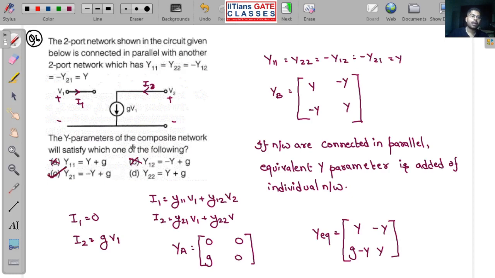Now can anyone tell me what is this? What kind of amplifier is this? This is a voltage controlled current source. Why? You can see this is a current source and it is controlled by a voltage. So that is why this is a voltage controlled current source.